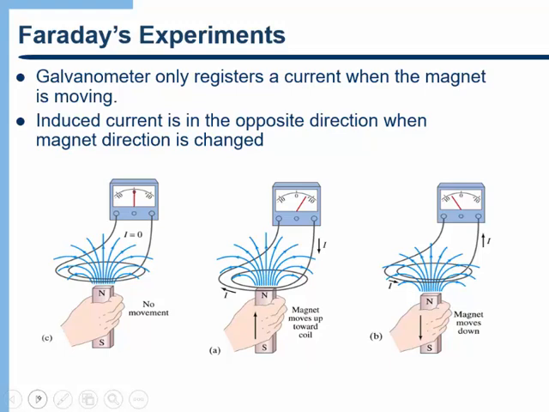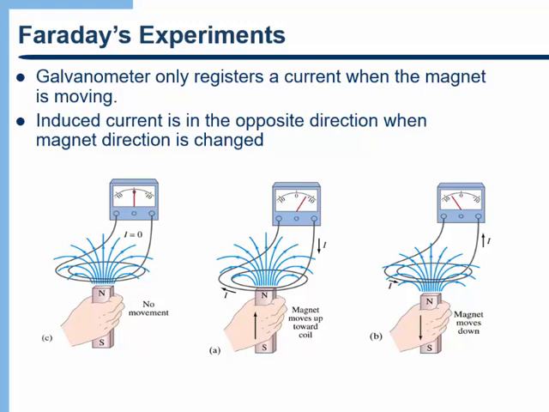So here are some pictures of basically what Faraday did. And a galvanometer, by the way, is simply a device that measures a small current. So it's essentially like an ammeter, but measures very small currents. Here's what Faraday found. He found that if he moved a magnet near a coil of wire, then he induced a current in the circuit.